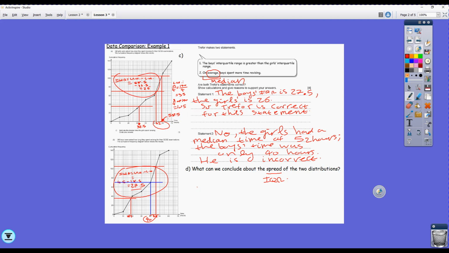So I can say that the boys have a higher interquartile range. So their results are more spread out. Their results are more varied. Or not their results, sorry, their times, I should say, because we're not looking at exam results, we're looking at times revising. So their times are more varied. So their revision times were more varied than that of the girls.